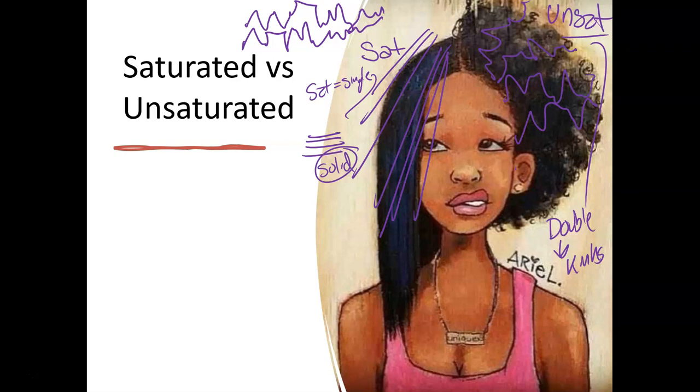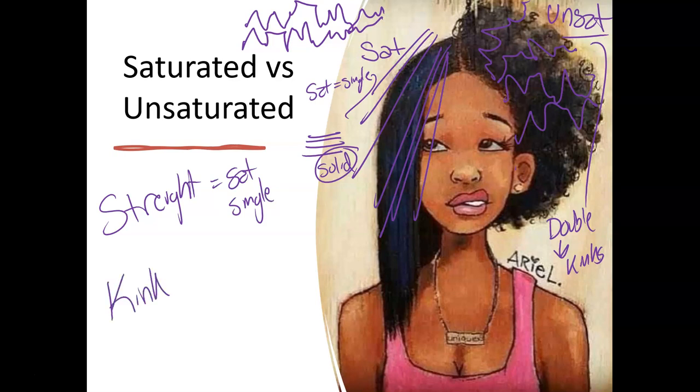So hair is a great example of something like straight hair kind of mirroring the saturated or the single bond style, while something that is a kinkier hair texture is going to be more like your unsaturated fat with more double bonds.